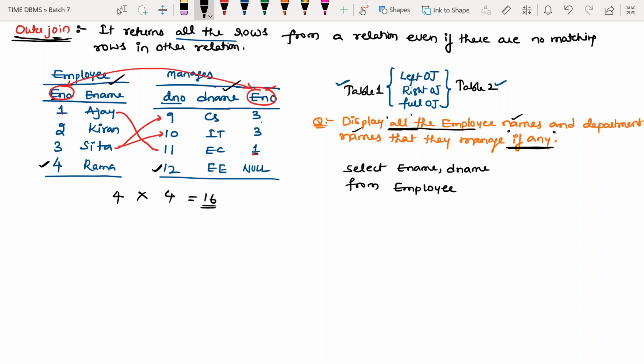If employee and managers are to be joined with respect to the common attribute E number, then we can use a keyword called natural, employee natural. But I wanted all employees. In the join, employee is on the left hand side, so we can write employee natural left join with the managers table. Close.